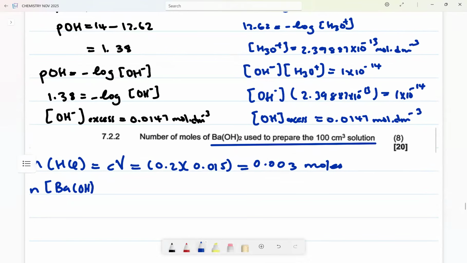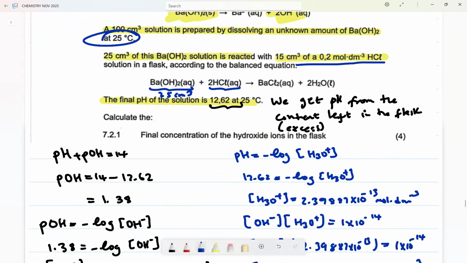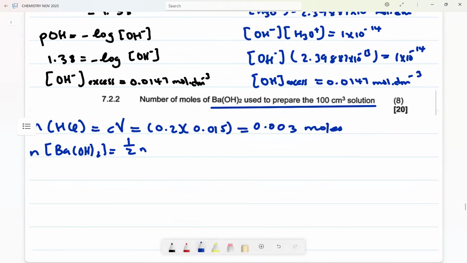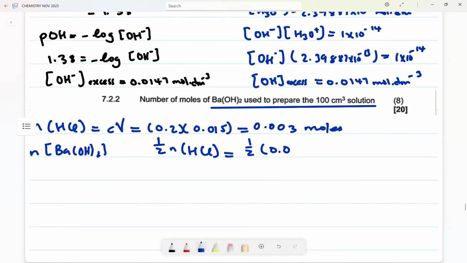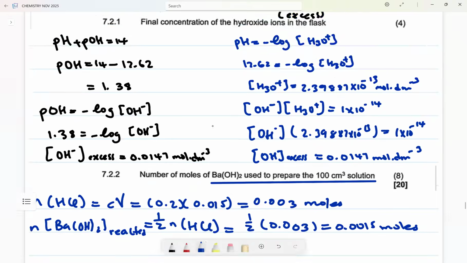According to the ratio, the number of moles of barium hydroxide is half the number of moles of HCl, because the ratio is 1:2. So barium hydroxide is half multiplied by 0.003. By the way, I need to indicate that this is the number of moles of barium hydroxide that reacted, which is 0.0015 moles. Now I found the reacted. Now I need to find the ones that were in excess.